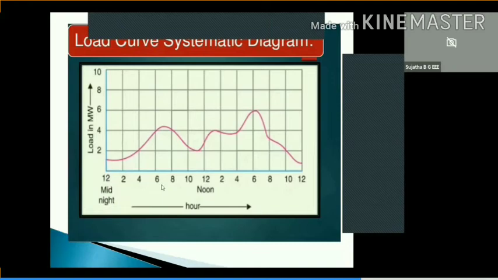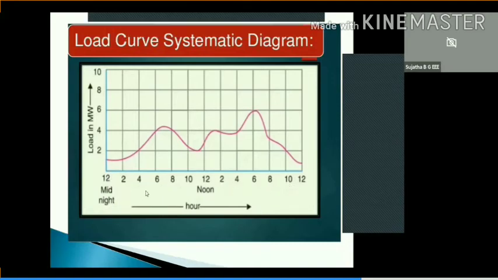This time can be taken even for a month, and you can plot a monthly load curve. Here I have shown the variation of load versus time, with the time duration taken for one day, that is 24 hours. Your load may be varying. See, at midnight it is very small. Around 6 o'clock it is increasing, and then it keeps varying depending upon how much load is required. So it is called a load curve.